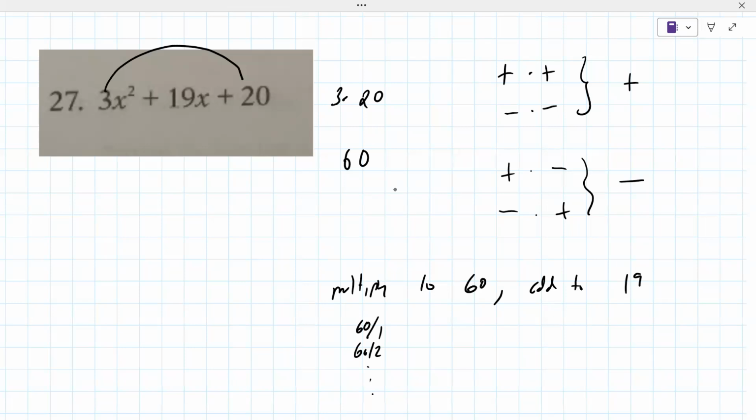Okay, that could work. So it'd be 15 and 4. So you're going to write 3x squared plus 15x plus 4x plus 20. You're splitting apart that 19 into 15 and 4. Okay, let me get that down.